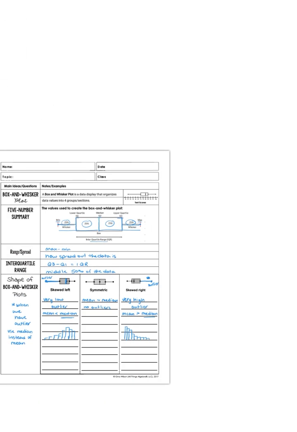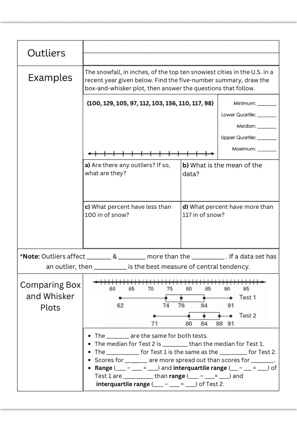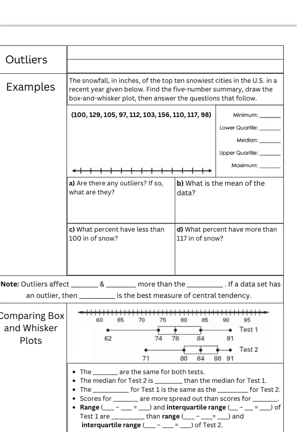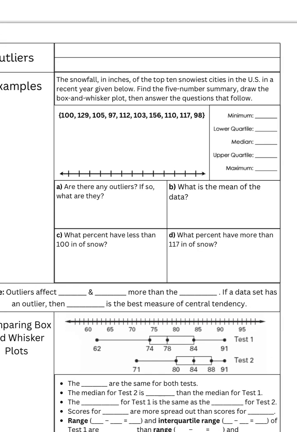Okay? So, thought we had another page. We do. Here we go. So an outlier, I would say, is a data point that pulls the mean away from the median.